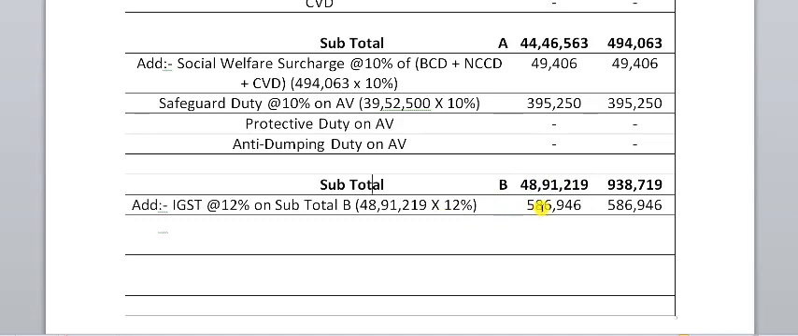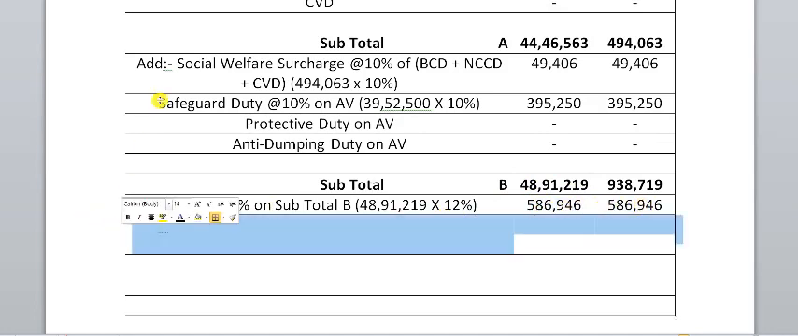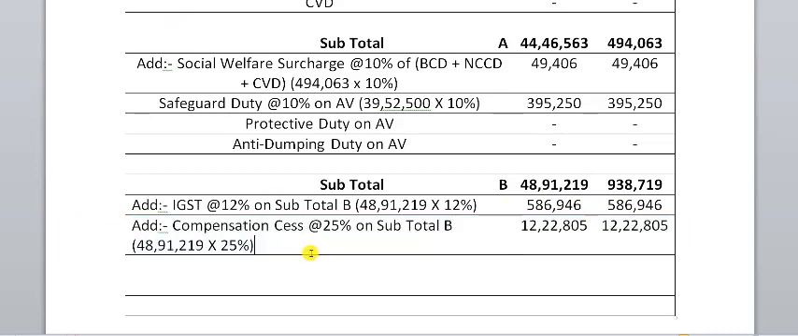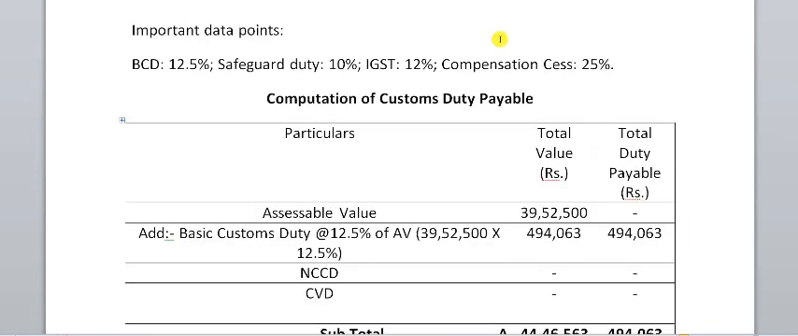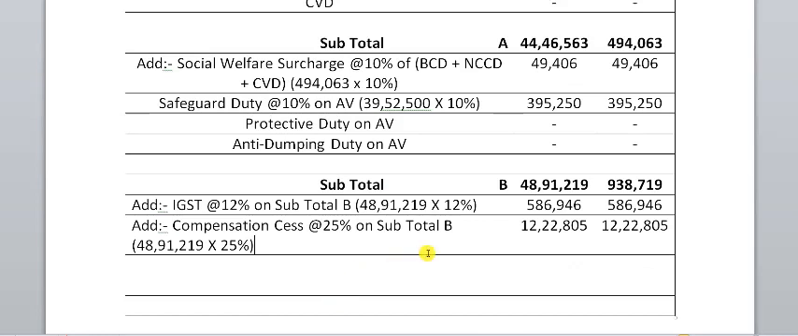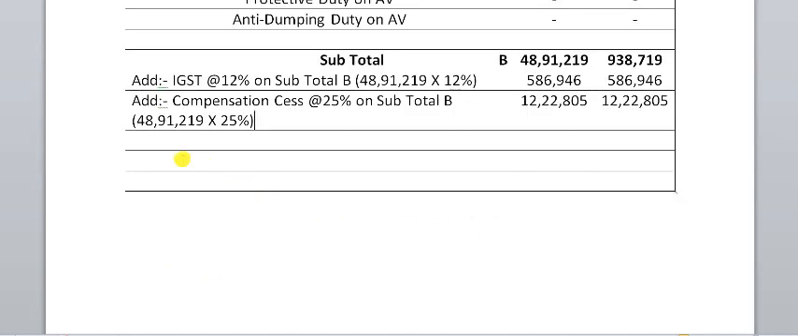48,91,219 into 12%, you will get 5,86,946. Write it in both the columns. Next, you will have to find out compensation cess at 25% on, once again, subtotal B. So 48,91,219 into 25%, so 12,22,805. You will write it in both the columns.